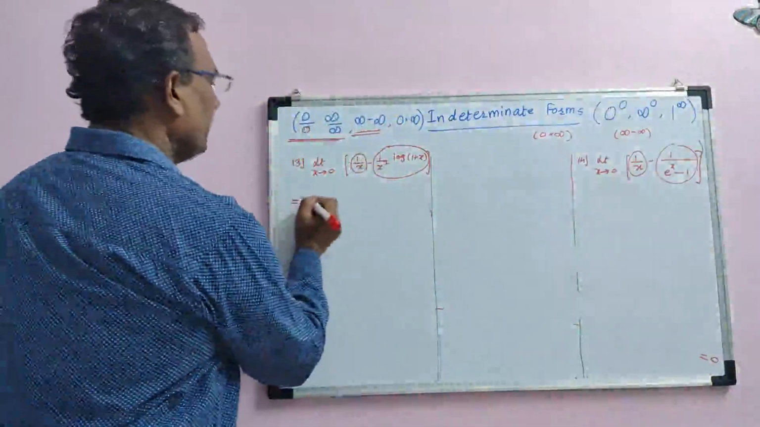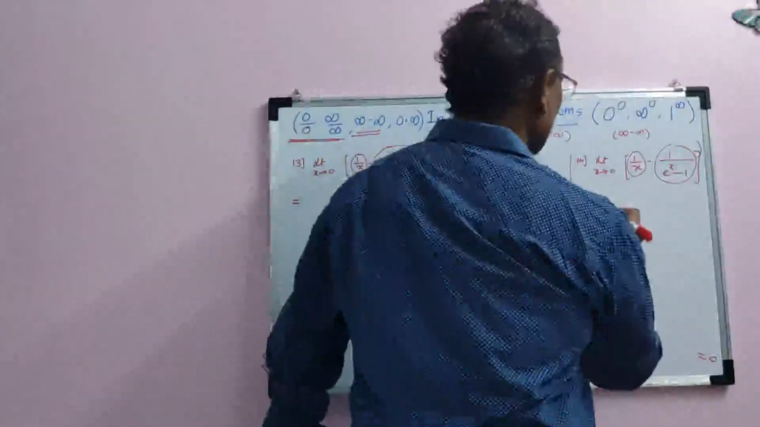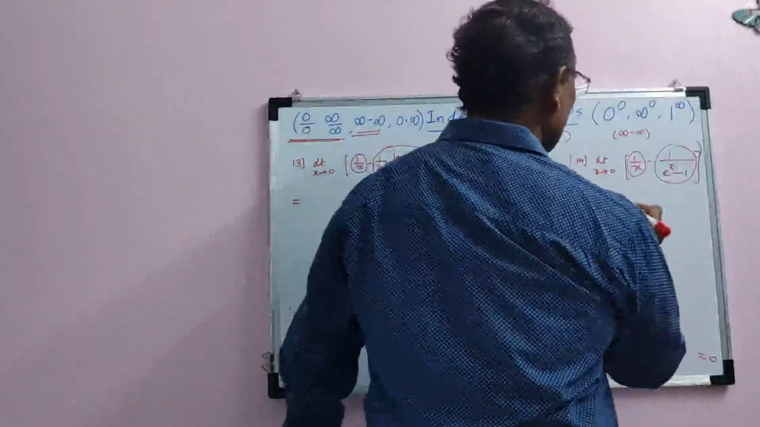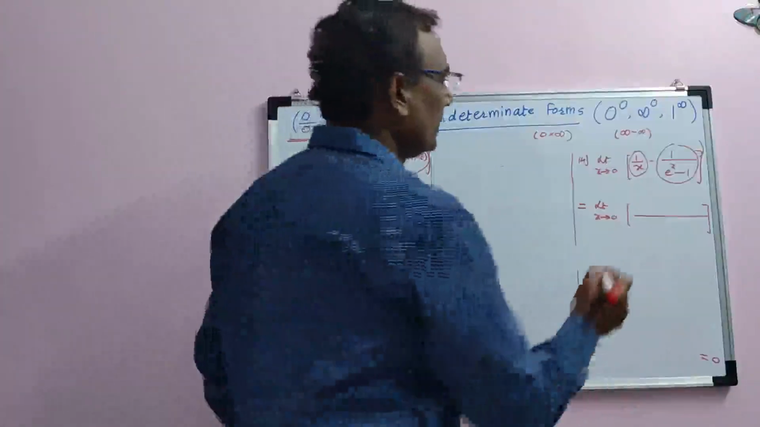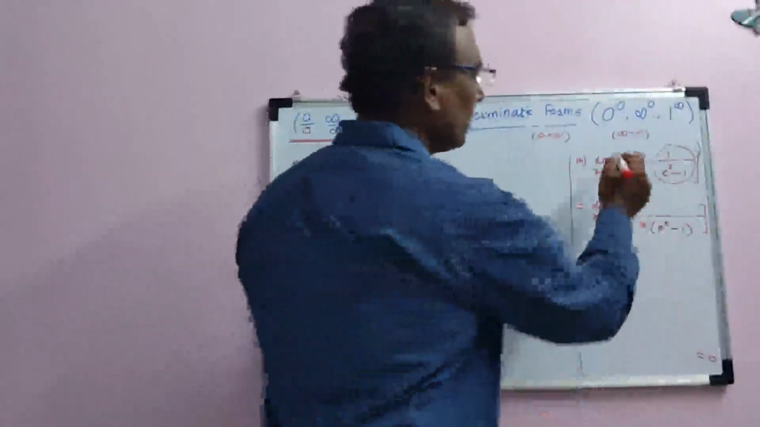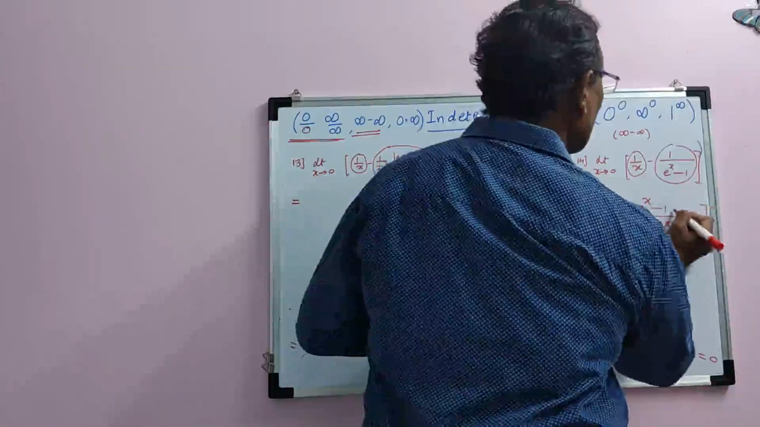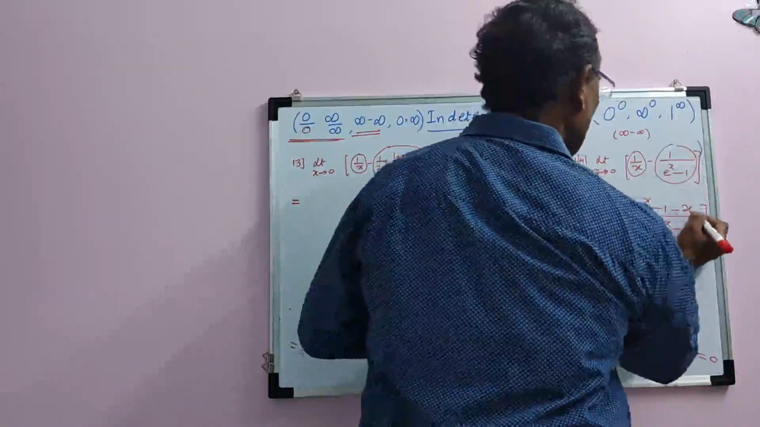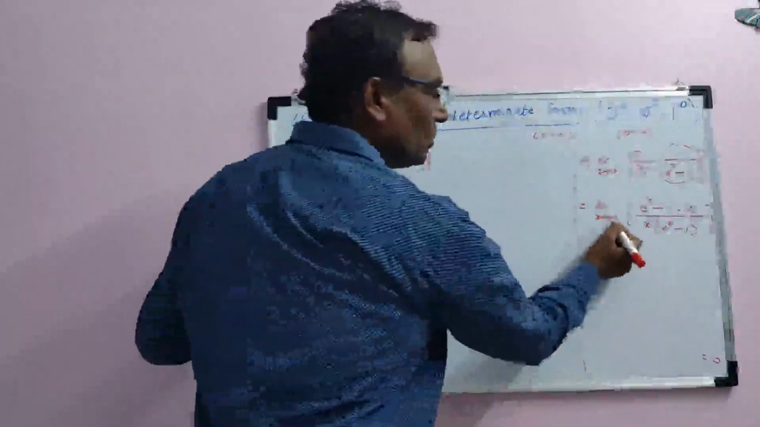Here, this problem I am going to solve first. Limit x tends to 0. In infinity minus infinity form, what do we have to do? Compulsorily we have to take LCM. Product of two denominators is the LCM. Therefore, cross multiply: 1 into this minus x into 1 by. Okay. Now, this is 0 by 0 form.